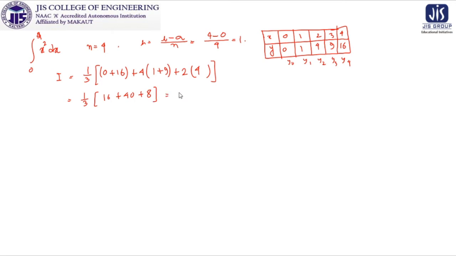So we get it as 1 by 3, 48 plus 16, 64. So this is my answer as per Simpson's one-third rule of this problem.